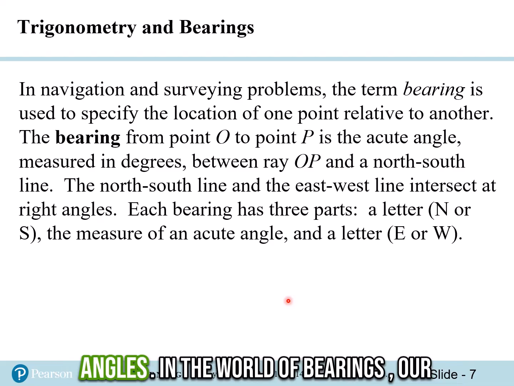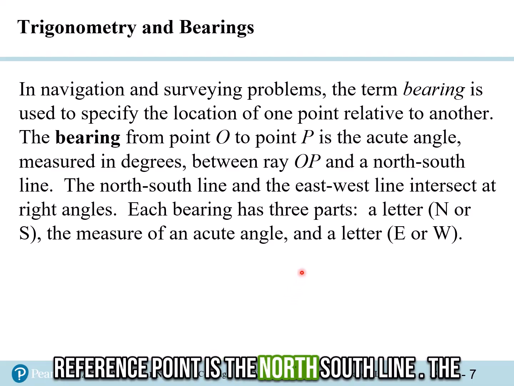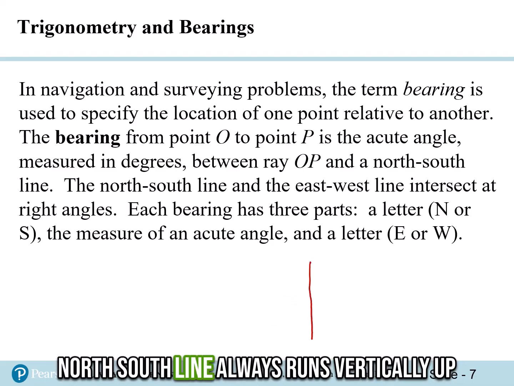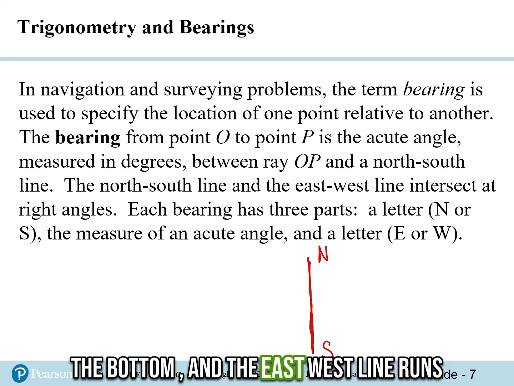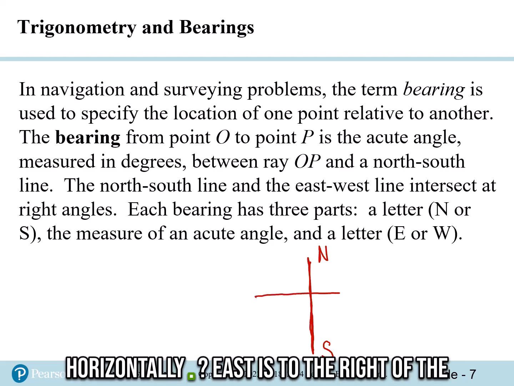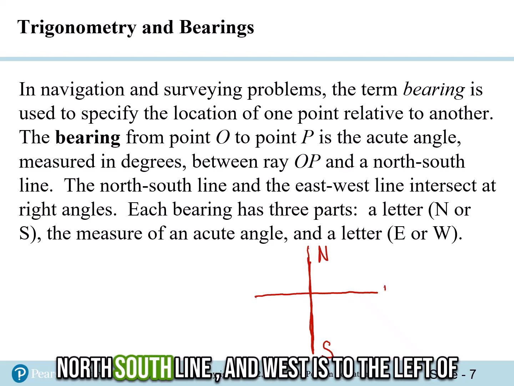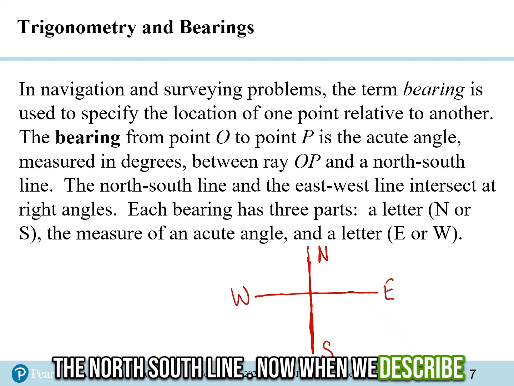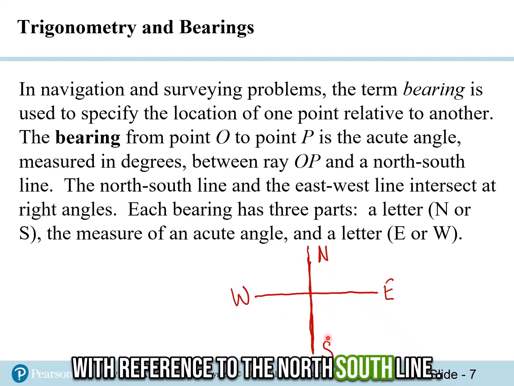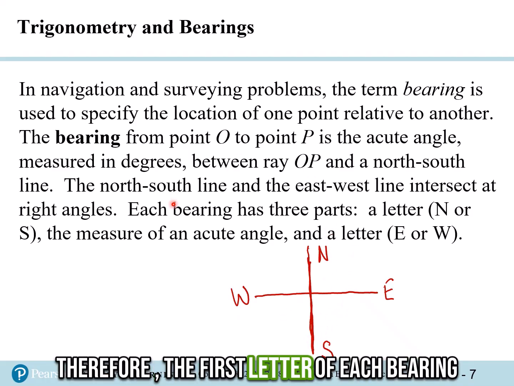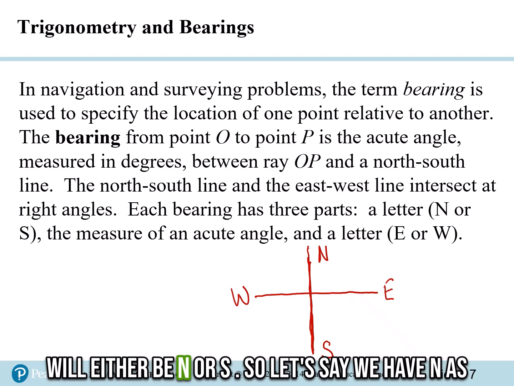That's for standard angles. In the world of bearings, our reference point is the north-south line. The north-south line always runs vertically up and down. So north goes up and south is at the bottom, and the east-west line runs horizontally. East is to the right of the north-south line and west is to the left of the north-south line. Now, when we describe the bearing of a location, we always start with reference to the north-south line. Therefore, the first letter of each bearing will either be N or S.